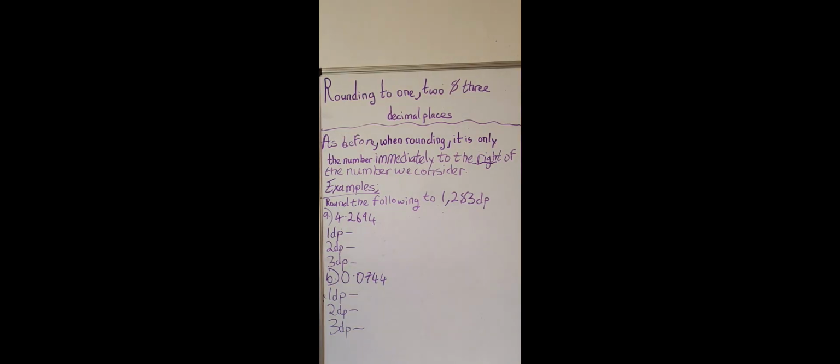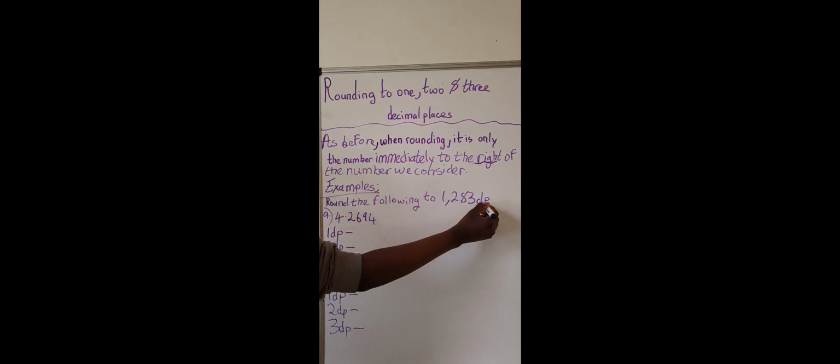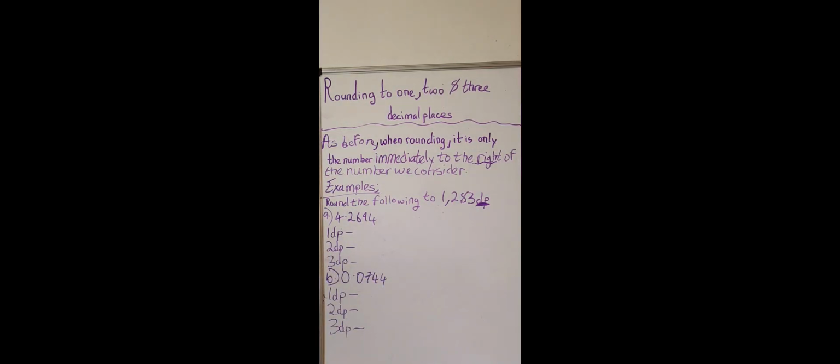So what we're going to be looking into today is rounding to 1, 2, and 3 decimal places. I'm going to be explaining through this. As before, when rounding, it is only the number immediately to the right of the number we consider. You will understand what I'm saying through these examples. Round the following to 1, 2, and 3 decimal places. DP means decimal places. It's a short form of decimal places.